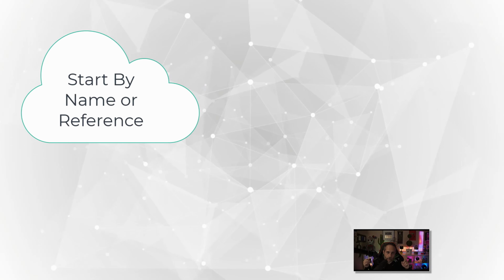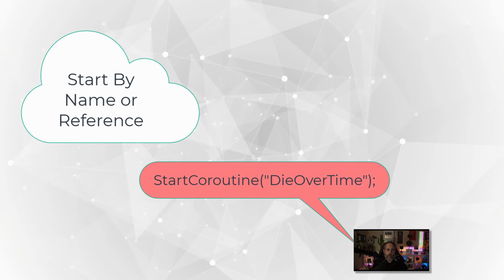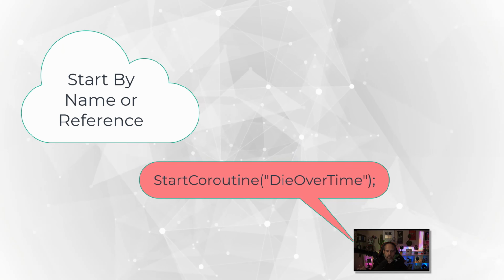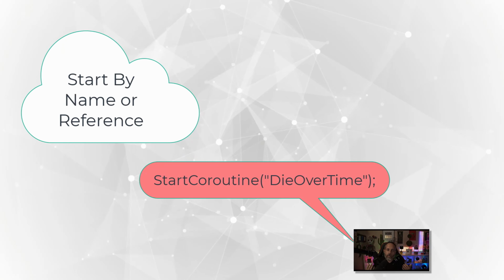Now, there are a couple important things to know about coroutines in addition to that. One is that when you start a coroutine, you can start it by name, by giving it quotes around a string with the name of the method that you want it to call, or you can give it a reference to the method.